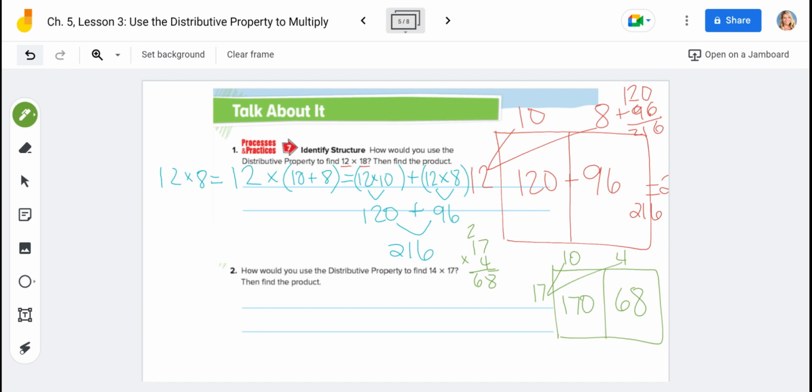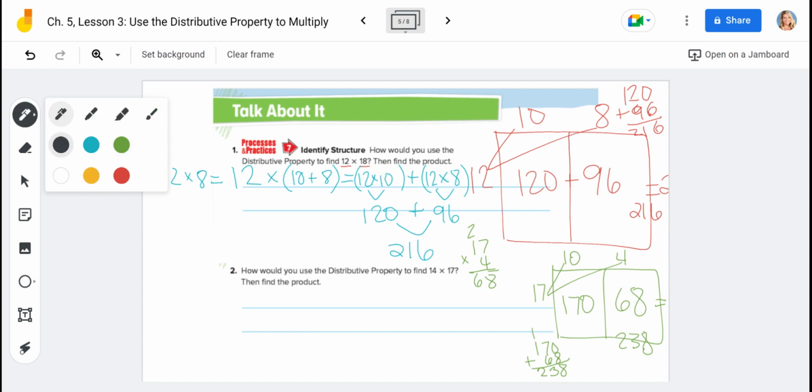It's really trying not to go on my lines. 8, 13, and I get 238 as my answer. So now let's see how that would look with this distributive property.